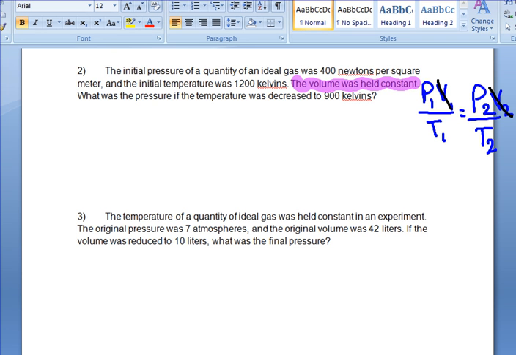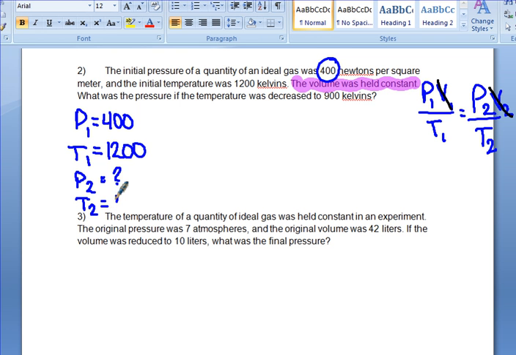All right, so if we're looking for pressure 1, the initial pressure was 400 newtons. So P1 is going to be equal to 400. The initial temperature, which is going to be our T1, was 1,200 Kelvin. The volume was constant, so we already took care of the volume. What was the pressure? So we're looking for P2 if the temperature was decreased to 900. So now we're just going to plug it into our equation. We now have P1 over T1, so we have 400 over 1,200, and that's going to be equal to P2, which we do not know, over T2, which is 900.